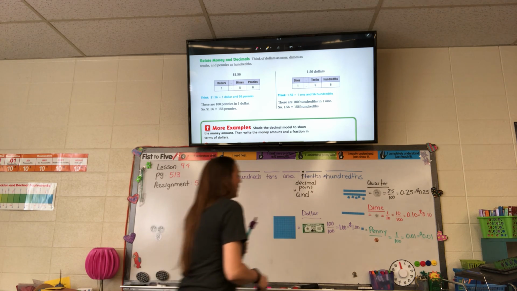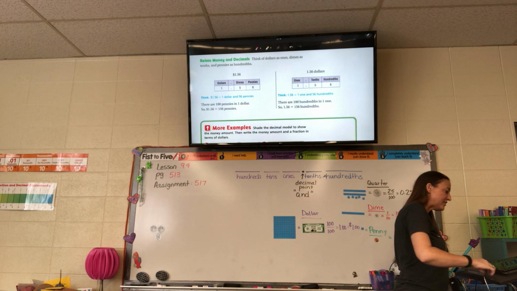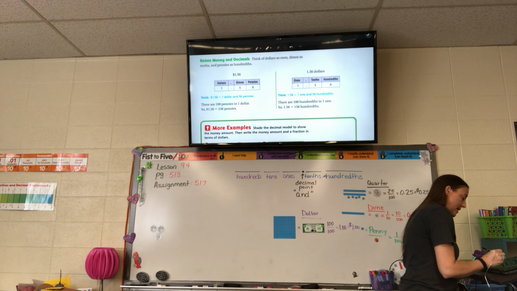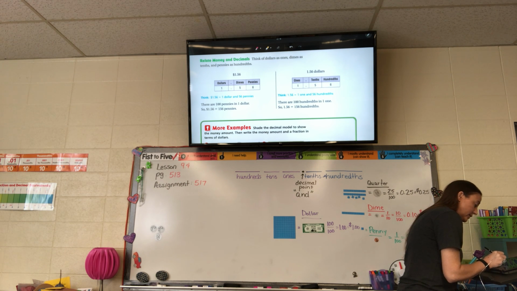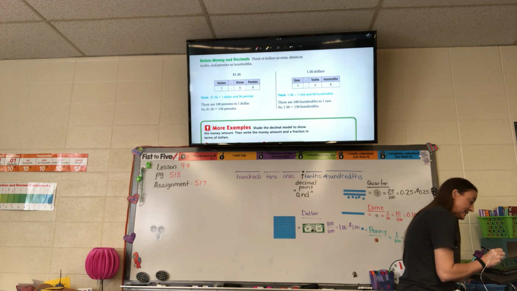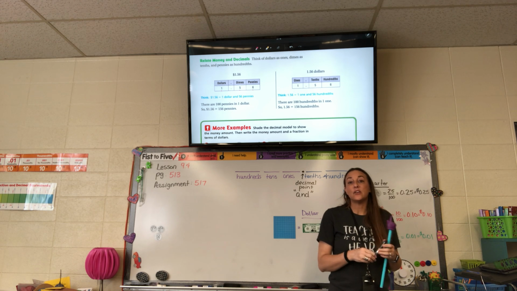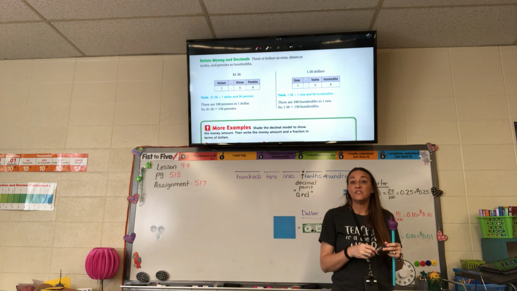If you have $1.56, one way that you could represent that is $1, 5 dimes, and 6 pennies. So there are 100 pennies in a dollar, so $1.56 is also the same as 156 pennies.